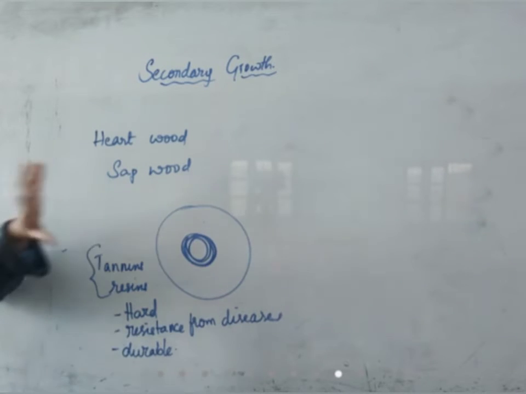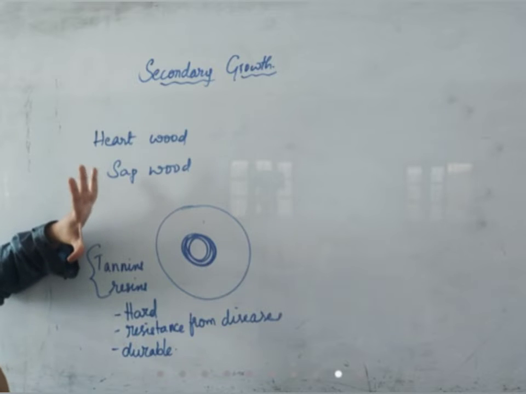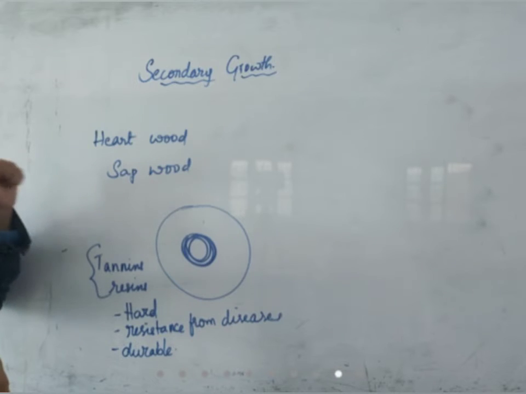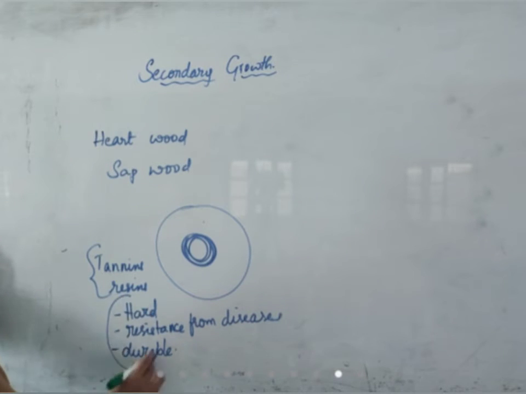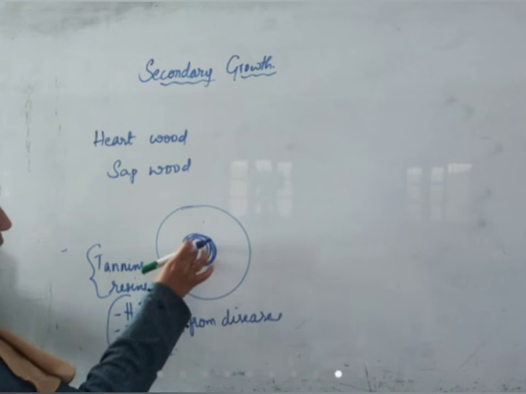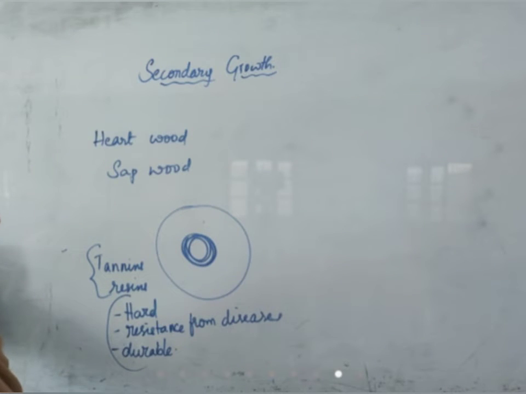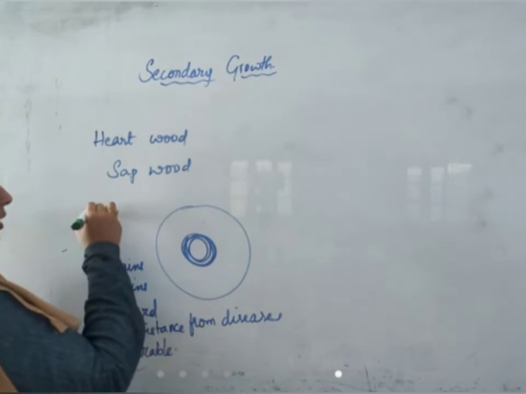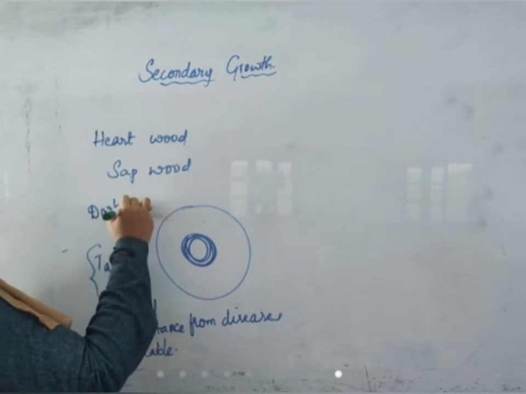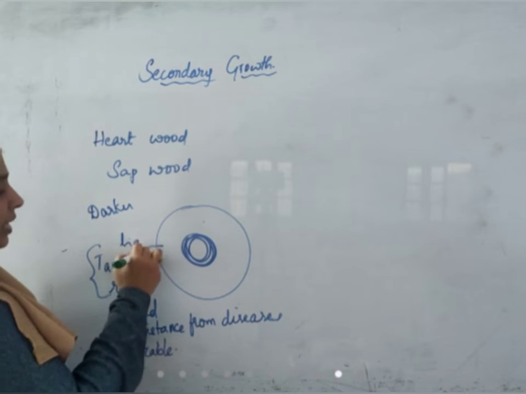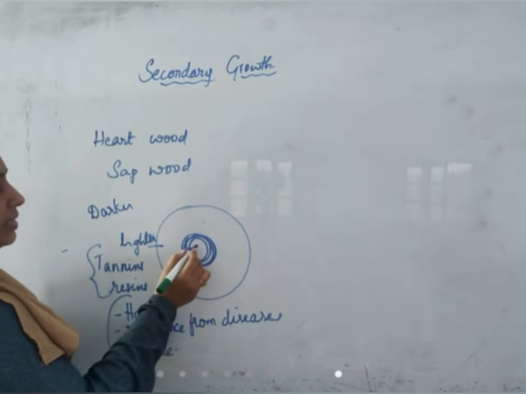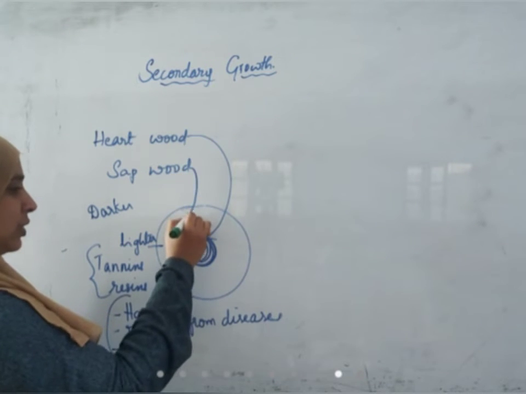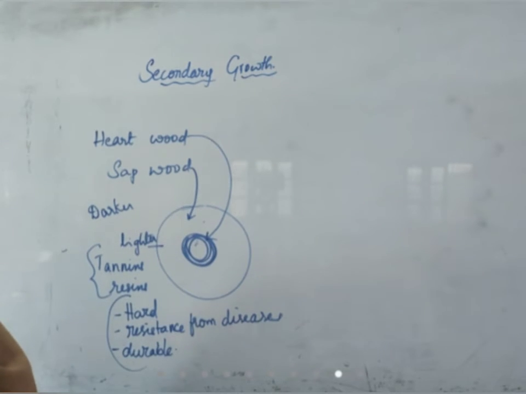You can see that stems are the hardest part of the plant. They can last for a long time. Even if you cut them from trees, they are not easily destroyed. So these three properties are because of these substances, tannins and resins, deposited in the inner layers. As a result, the inner layers look darker than outer layers. Outer layers are lighter. These inner layers which are hard are called hardwood. The outer layers which are soft are called sapwood.